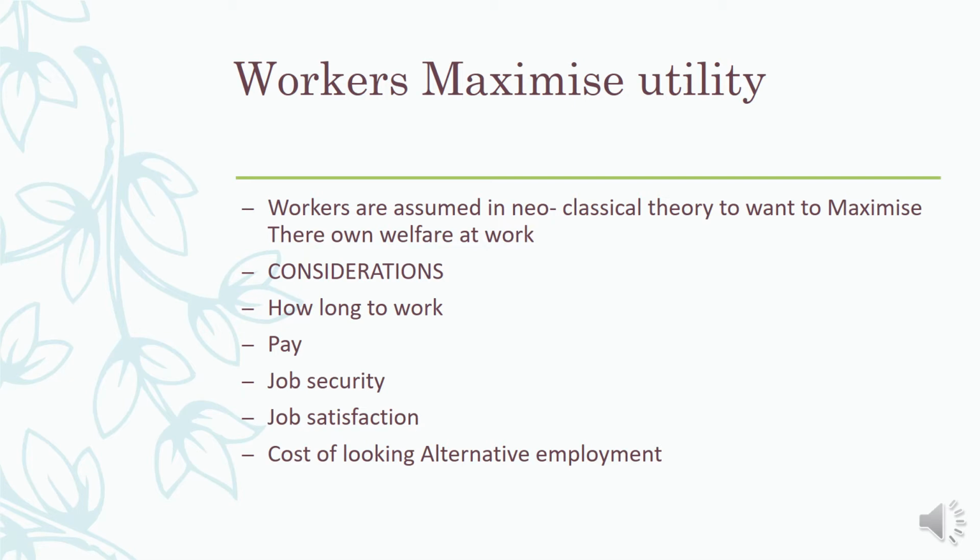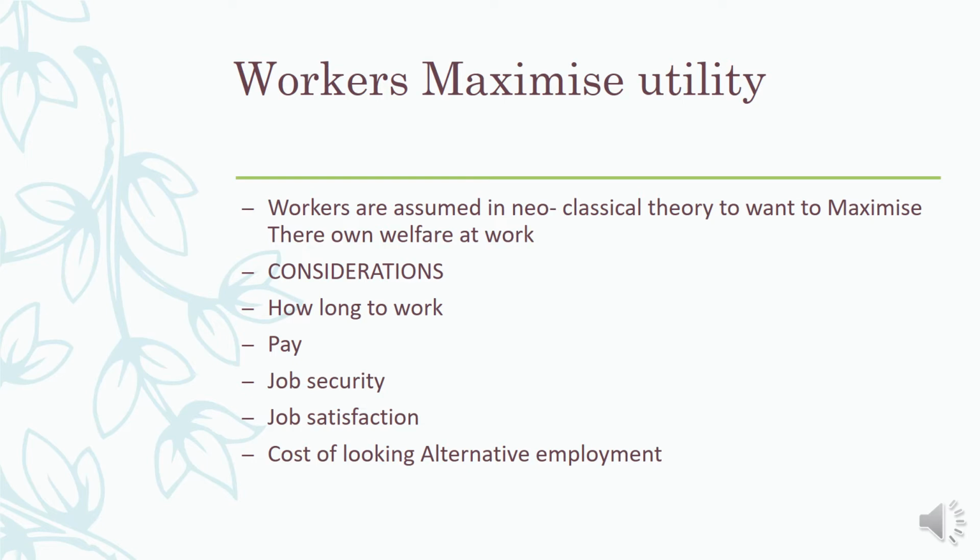For example, how long to work, how many hours I have to work, how much salary or wage I will get from that. Then job security and job satisfaction, whether that particular job satisfies my wishes or my ambition. Cost of looking for alternative employment: what is the opportunity cost of looking for another job? So all those factors are what workers will consider before they select a particular job. These are the considerations they make to maximize their utility.